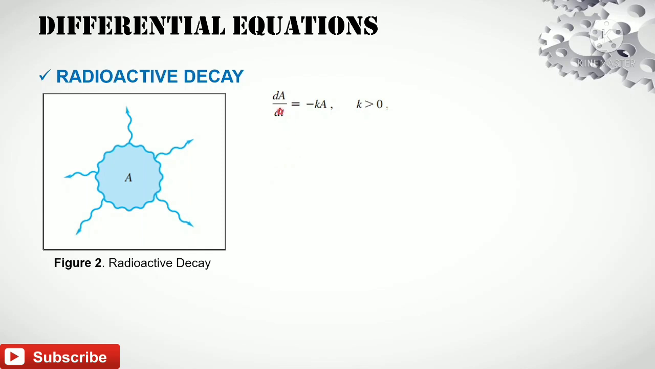And then if we are going to simplify this one, you just cross multiply, so we can have this dA over A, or 1 over A dA, equal to this negative k times your dt. Okay, so from this equation we take the integral.